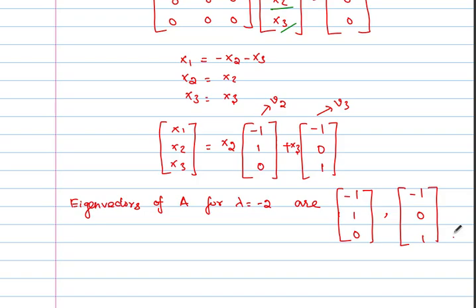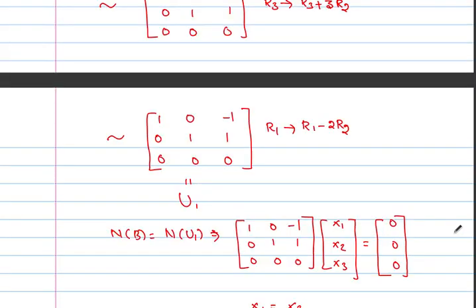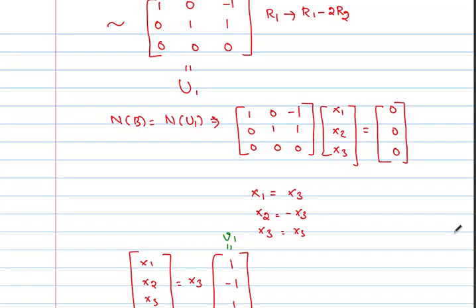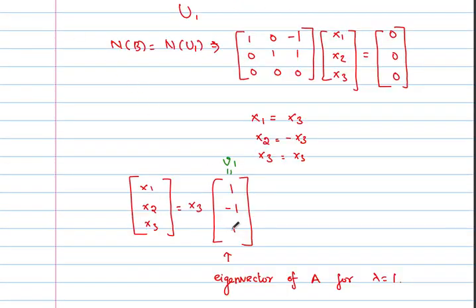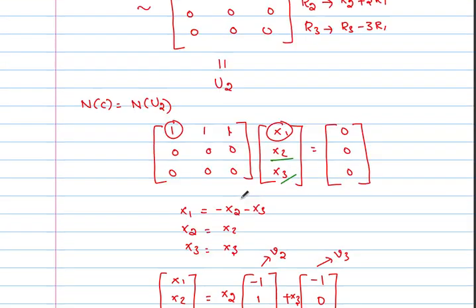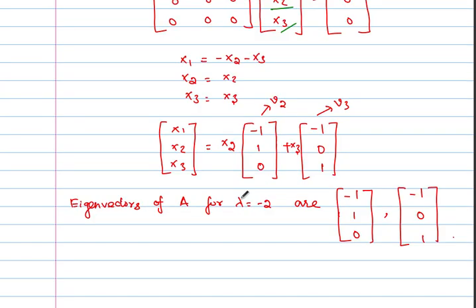So for lambda equal to 1, you get the eigenvector 1, minus 1, 1. For lambda equal to minus 2, they are minus 1, 1, 0 and minus 1, 0, 1. These are the eigenvectors.